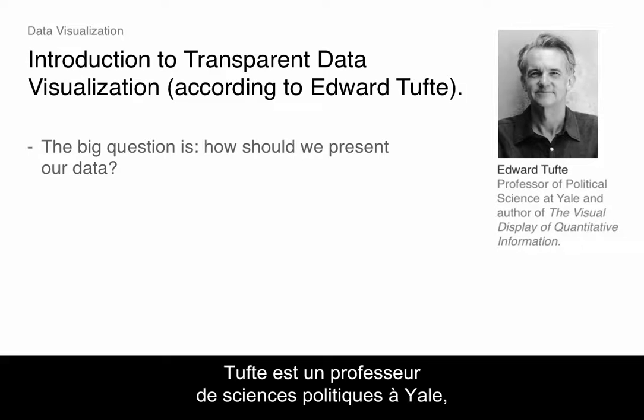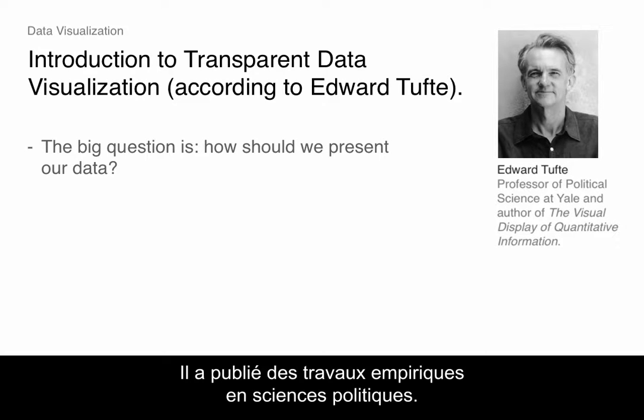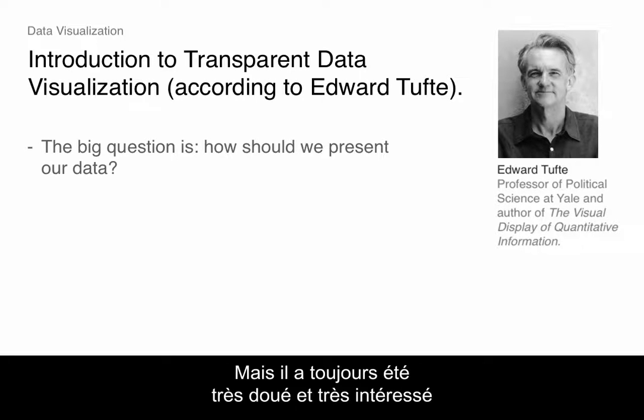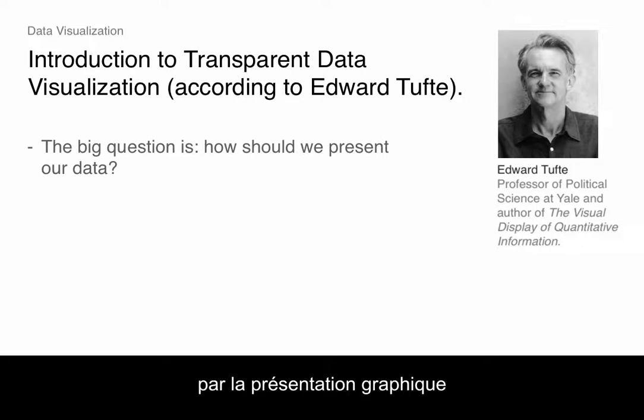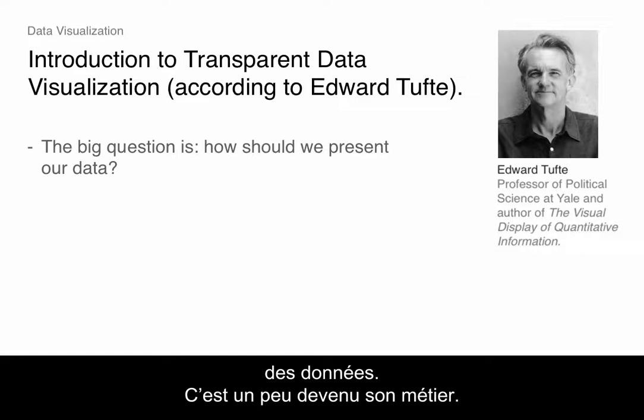Tufte is a professor of political science at Yale. He used to be at Princeton, published empirical work in political science for a while, but he was always really good at and really interested in graphical depiction of data. And then eventually that sort of became his day job.